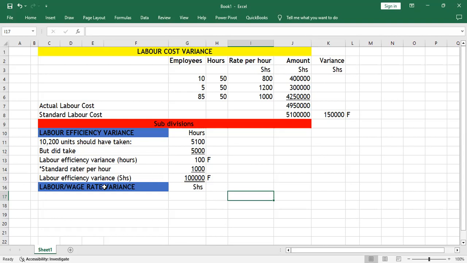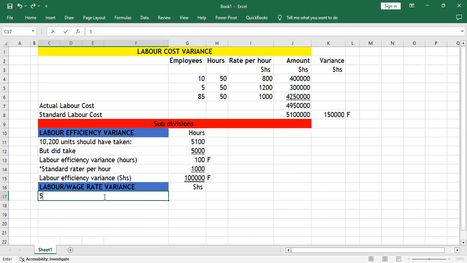Now, when we talk about the labor or the wage rate variance, this is the difference between what the labor did cost and what it should have cost. If you're using 5,000 labor hours to produce 10,200 units, these hours should have cost how much? And what did they actually cost? That's what we are looking at when it comes to the labor rate variance. Let's compute this and we'll see.